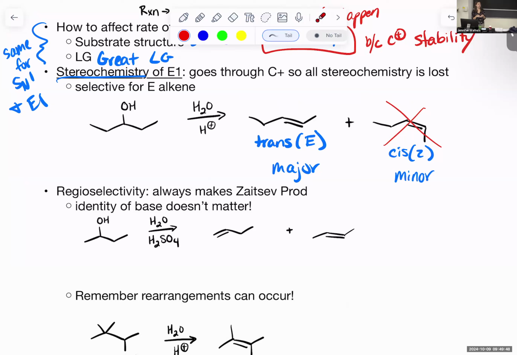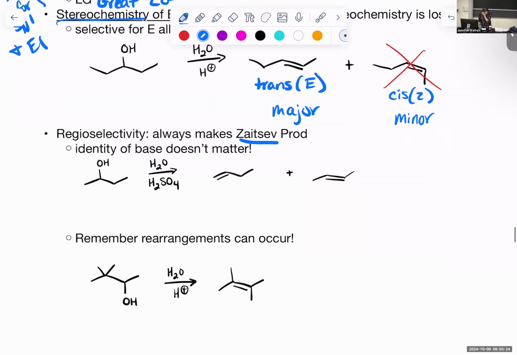Regioselectivity is the region that you take. That's the Hofmann versus Zaitsev, right? A lot of students mix these up because they both involve a question of stability. But stereochemistry is cis, trans, E, Z. Regioselectivity is Hofmann versus Zaitsev. So the regioselectivity is that we are always going to make the Zaitsev product. Because we're going through the carbocation and the identity of my base doesn't matter, I'm always just going to go to whatever side leads to the more stable product, because I don't have to worry about any steric issues. The identity of the base does not matter. So I will always make the Zaitsev as my major.